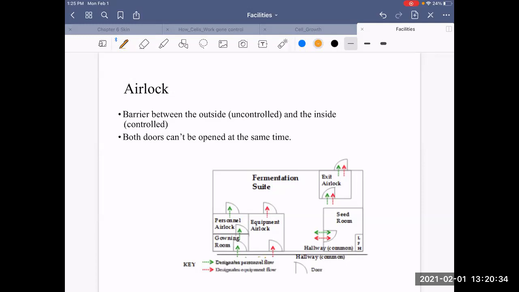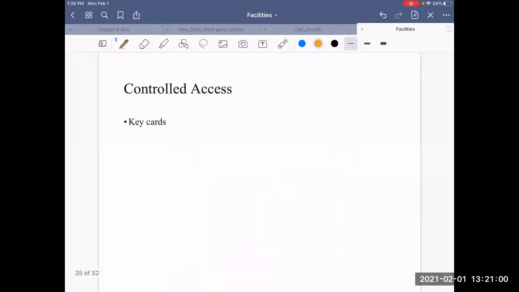Okay, so here's the hallway. Then here is the gowning room, and then there's the personnel airlock. So I can go in here. I can't open this door until this door is closed. And this door won't open until this door is closed. Same thing here, and same thing here. So you can't open both doors at the same time.